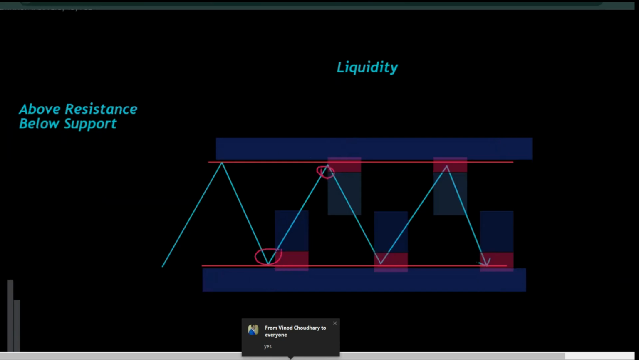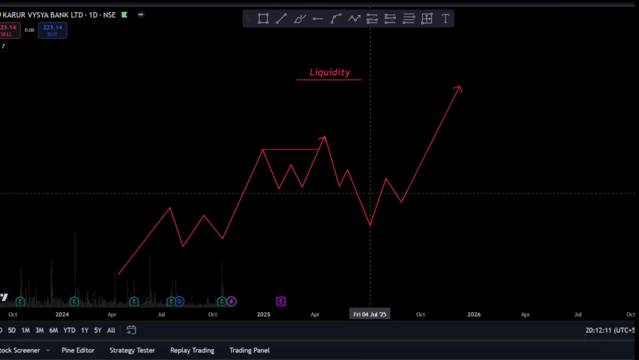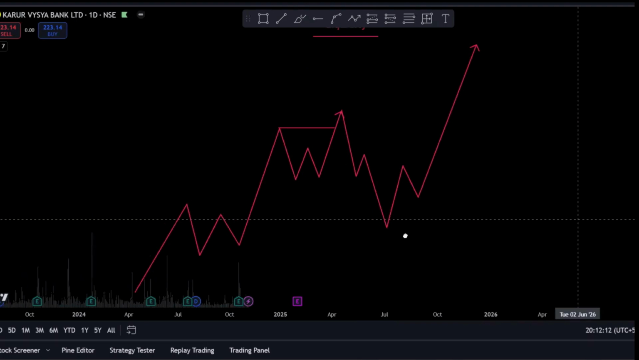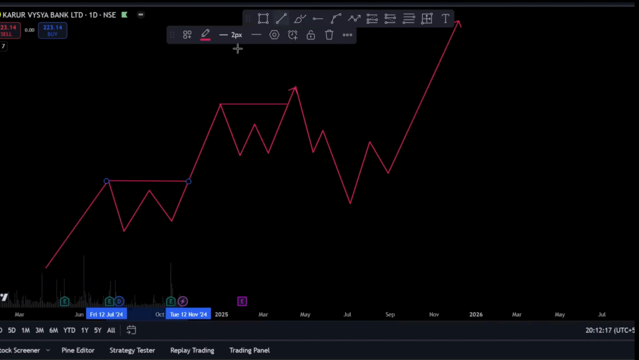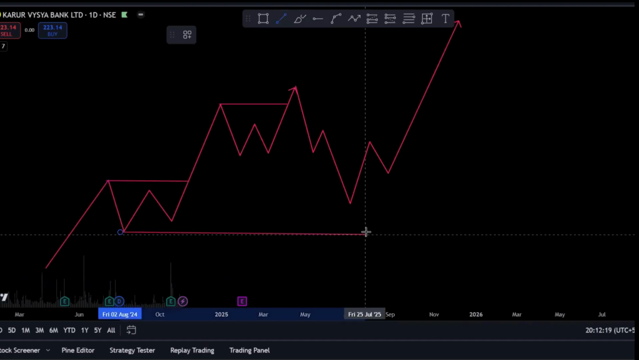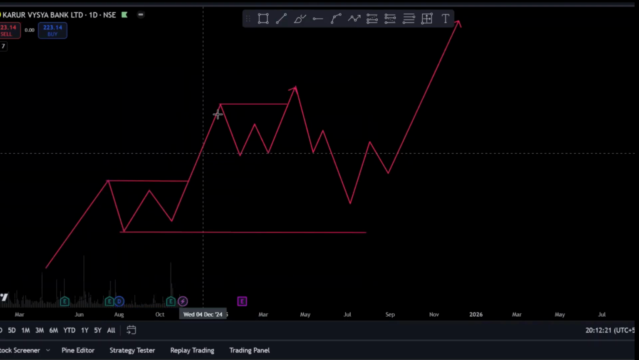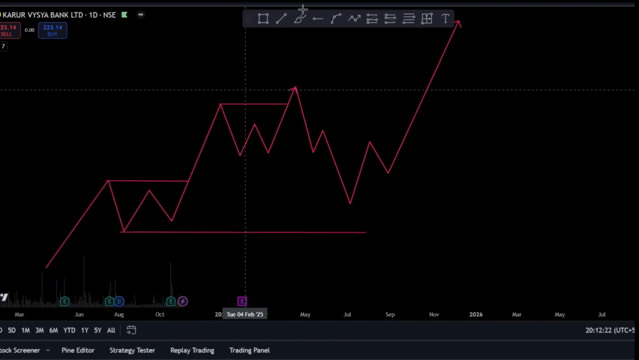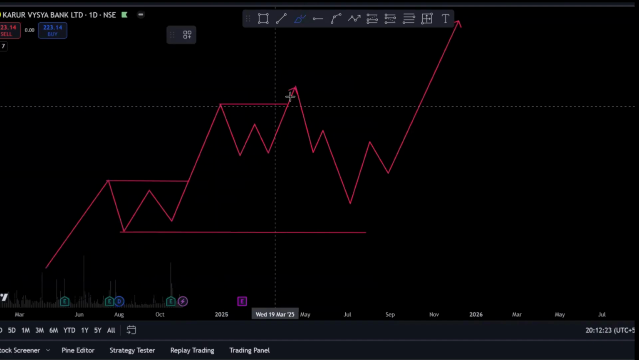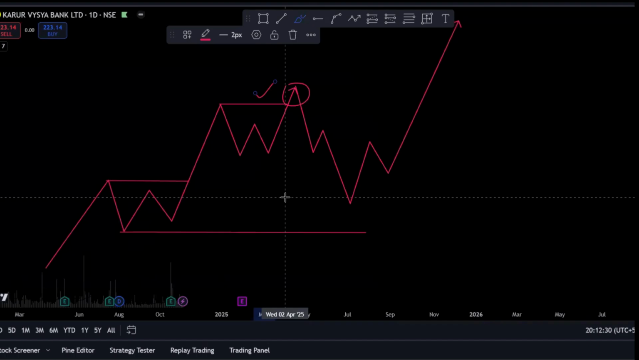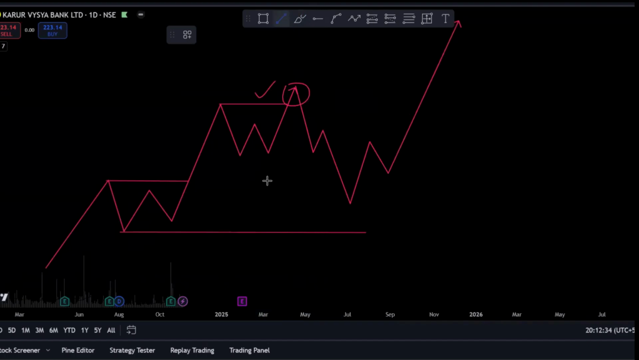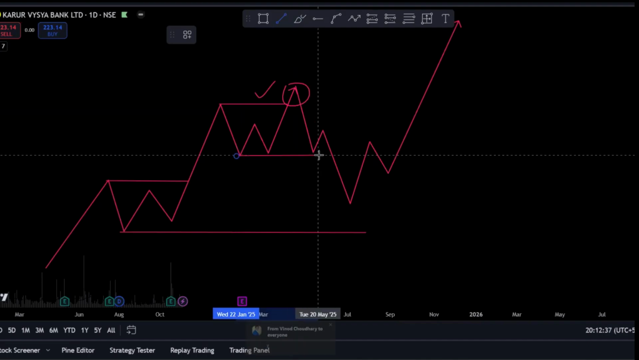Now, since you all understand this part, let's try to decode what really happened over here. This was our breakout structure. This was our support. Price went up higher. Do you all agree? Above the resistance, we had a ton of buy side liquidity, or liquidity above the resistance. Yes or no? Do you all remember? We have support over here.